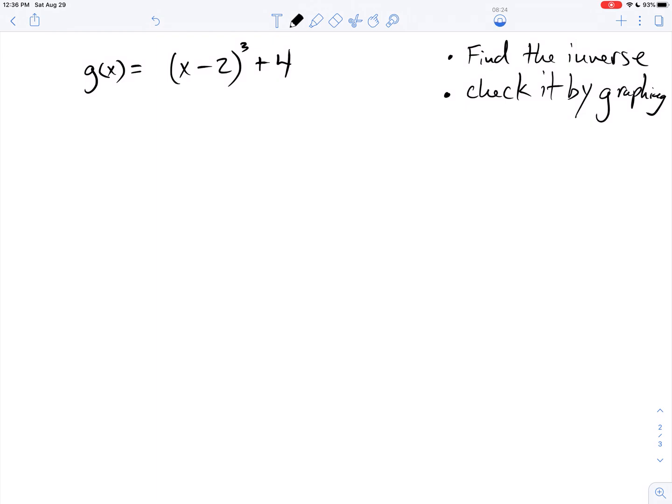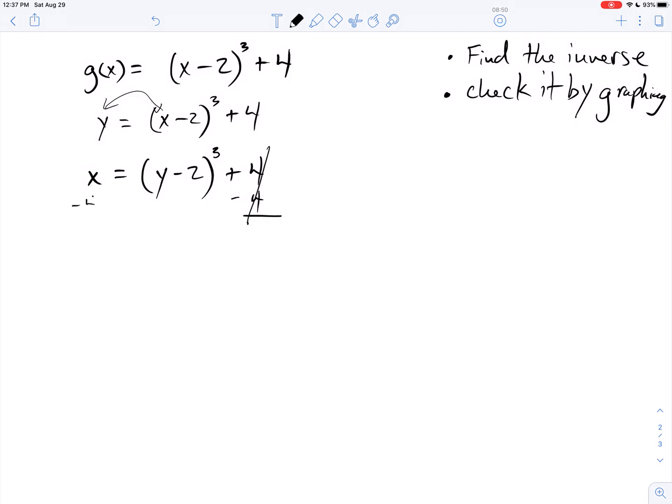So first things first, how do I find an inverse? No matter what it is, I write it in y equals form. Then I interchange where the x and the y are. I don't interchange anything else. And then I get y by itself. So if I'm going to get y by itself, I would take away 4. And I would end up with, on this side, x minus 4 is equal to y minus 2 cubed.